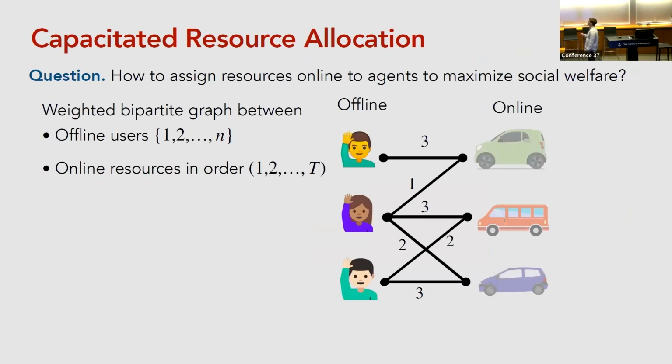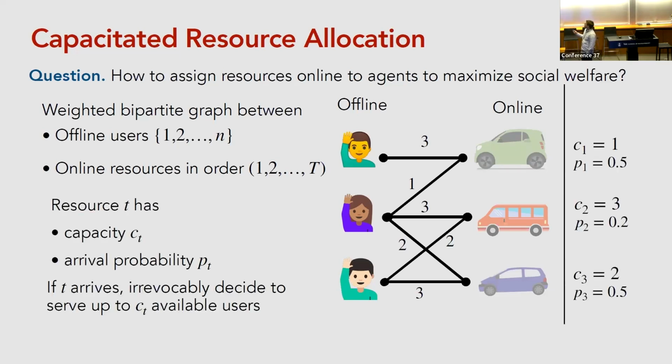So we imagine that there's a weighted bipartite graph with one side consisting of offline agents and one side consisting of online resources. In this case, I've denoted them by these cars that arrive in some known order. And what makes this problem challenging is that the arrivals need to be determined online and are stochastic. So in particular, each resource T arrives only with some probability P sub T and has some capacity C sub T that's only going to fit some number of the offline agents.